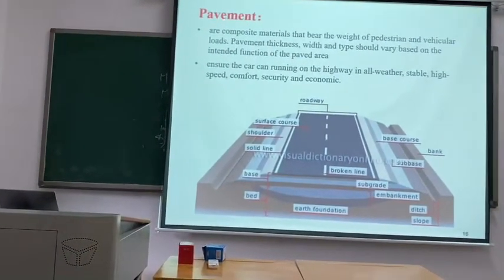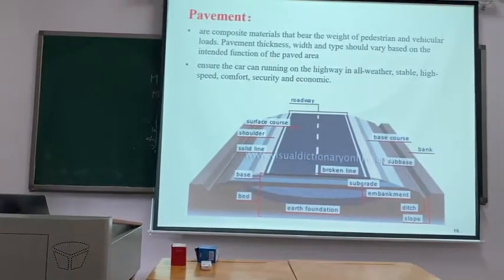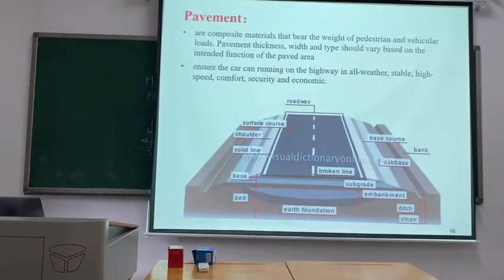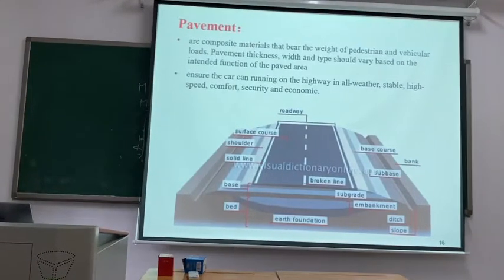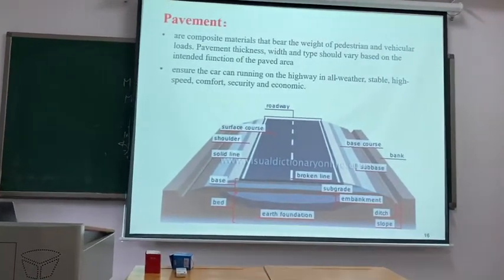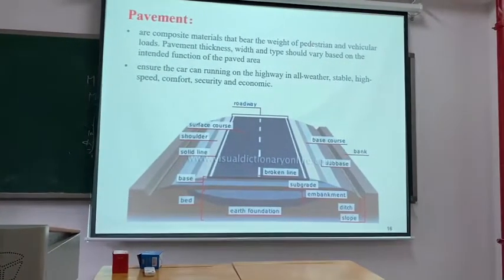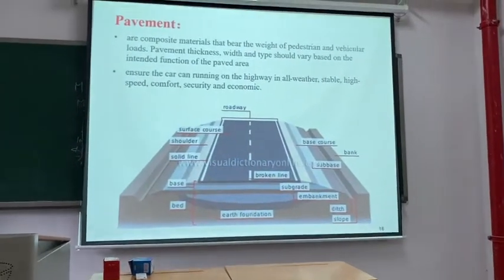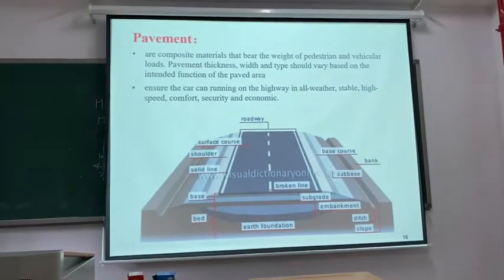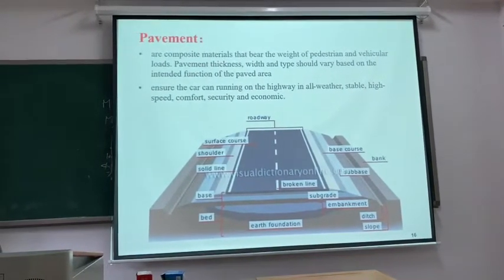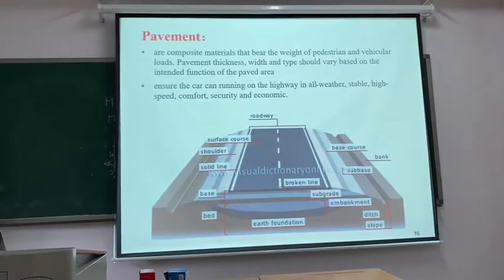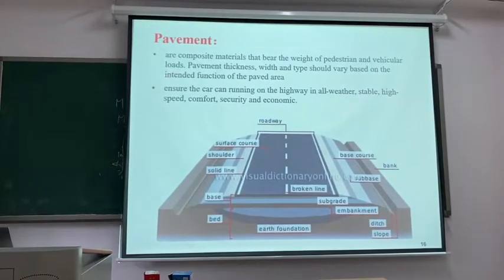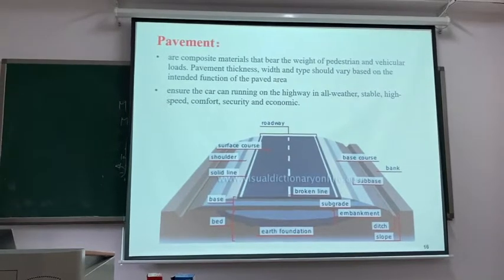Now, what is pavement? Pavement is composite materials that bear the weight of the stream and the vehicle load. Pavement thickness, width, and type should vary based on the intended function of the pavement area.